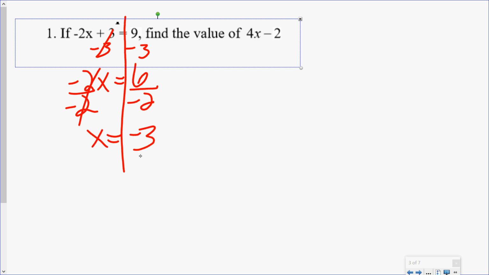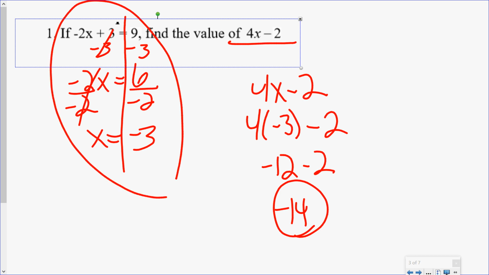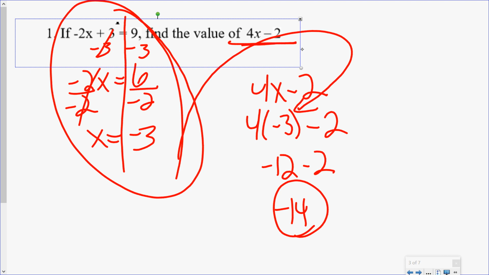X equals -3. So now that I have x, it doesn't want the value of x. It wants the value of 4x minus 2. So now I'm going to substitute the -3 in for x. -12 minus 2 is -14. So we're going to solve the equation. Once I solve the equation, I'm going to substitute that value into the expression that it wants me to evaluate.